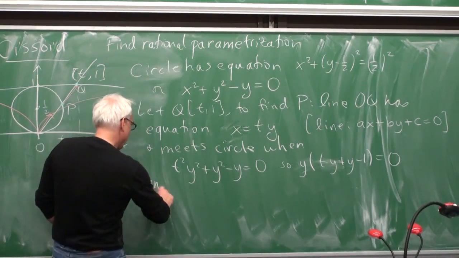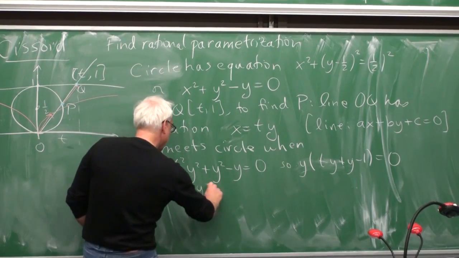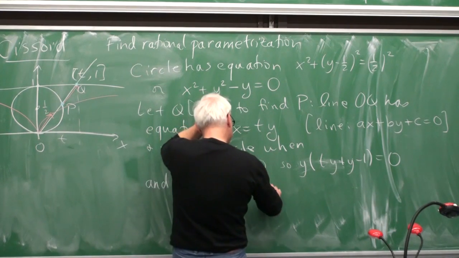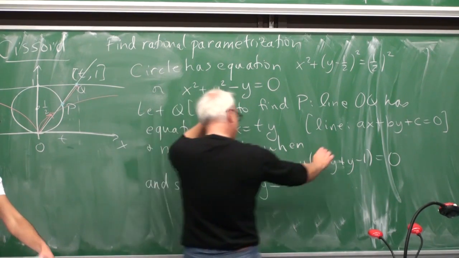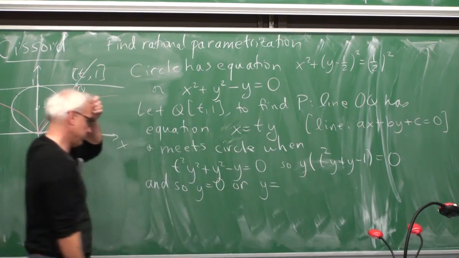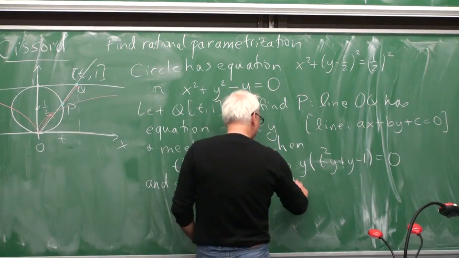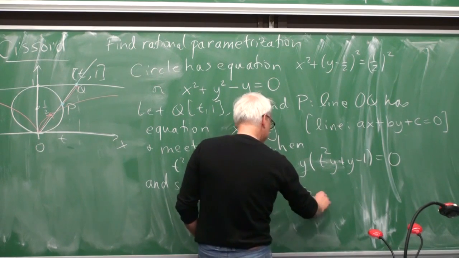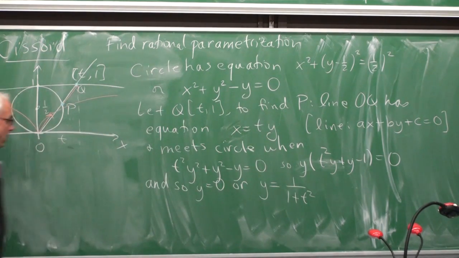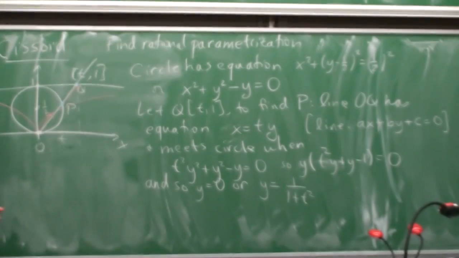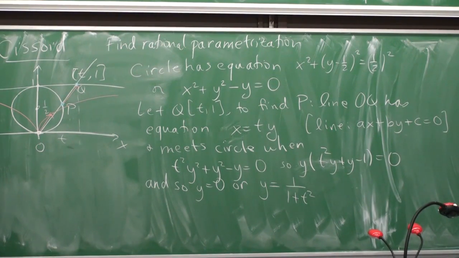And therefore we get two possibilities. y is equal to 0, or y equals 1 over 1 plus t squared. If y equals 0, then we're talking about this point here. We already know about that point. This is the point that we're interested in. So its y-coordinate is 1 over 1 plus t squared.